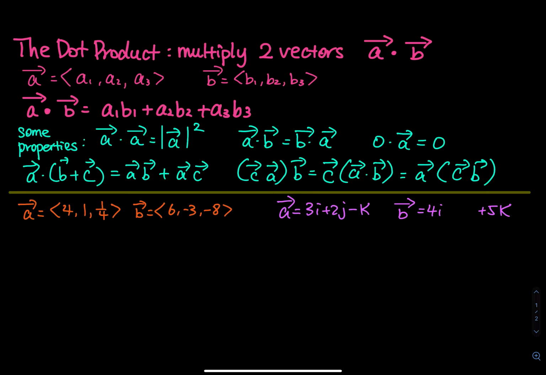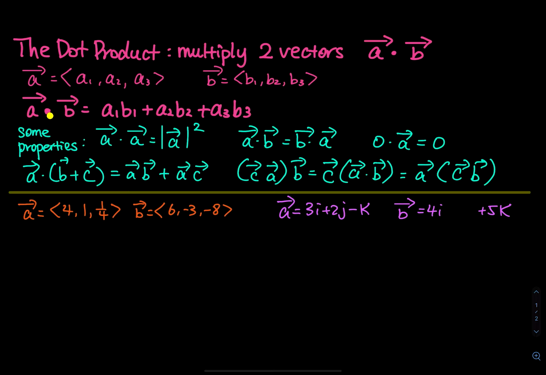The dot product is multiplying two vectors. So we have vector A and vector B. We multiply them. So let's say vector A has three components, A1, A2, and A3. Vector B has three components as well, B1, B2, and B3. And then we multiply them.